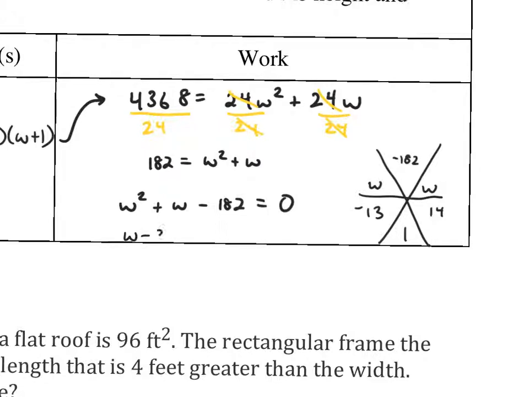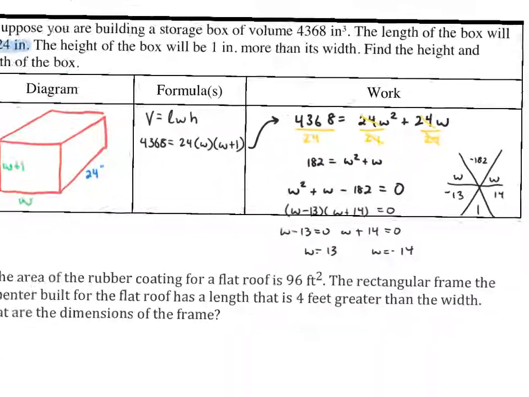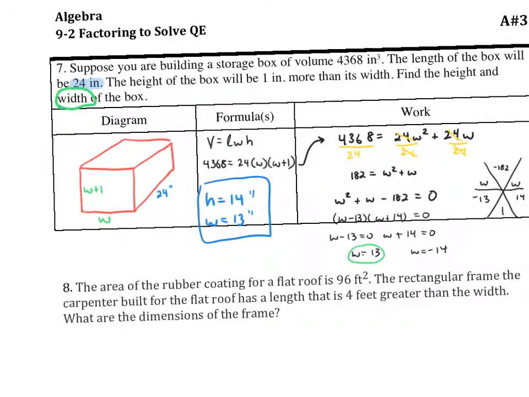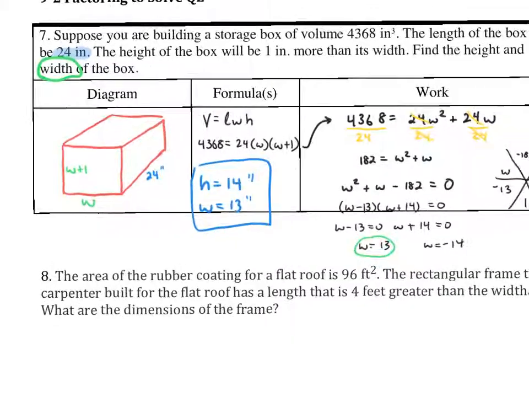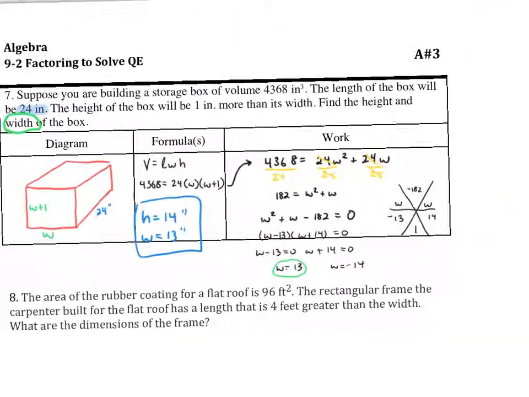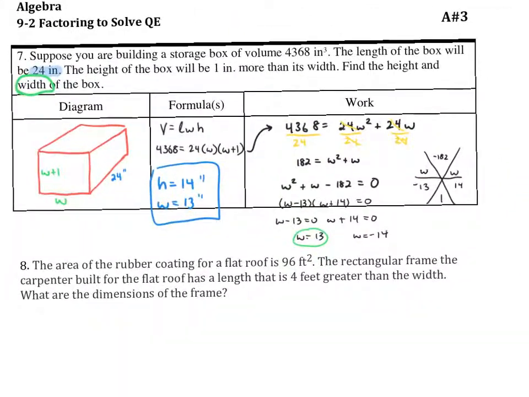Okay, now this splits up into two problems. I'll show you the factoring first, and then split them: W minus 13 equals 0, and W plus 14 equals 0. So W is 13, or W is negative 14. And I did do a check. 13 times 14 times 24 is 4,368.